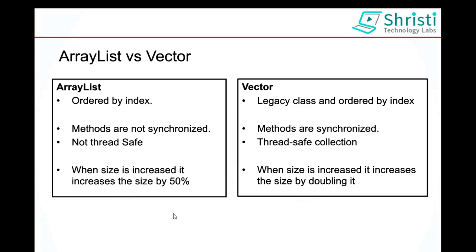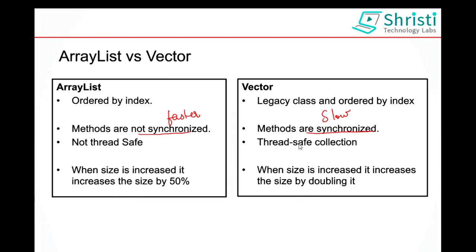Both vector and array list are dynamic arrays. Whenever you are adding elements, it will expand, and when you are removing the elements, it will shrink. Both of them are ordered by index. In case of array list, the methods are not synchronized. In case of vector, the methods are synchronized. So array list will be obviously faster. Vector will be slow. Because the methods are not synchronized, you cannot use array list for a multi-threading application.